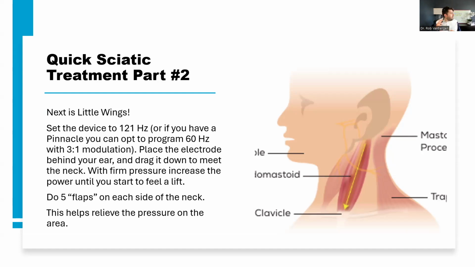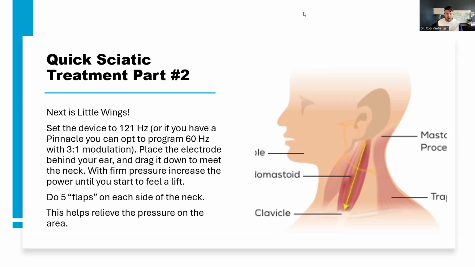So what you're going to do is place the electrode behind your ear, and drag it down to meet your neck. I'll unshare my screen shortly so you can see that. And then with firm pressure, you're going to increase the power on the device until you start to feel the shoulder lifting up, okay? You're going to do 5 flaps on each side of the neck, which is lifts, right? 1, 2, 3, 4, 5 with the device pulling. This helps to relieve pressure on the spine. And in doing so, it will actually help your hips and reduce that sciatic pain.